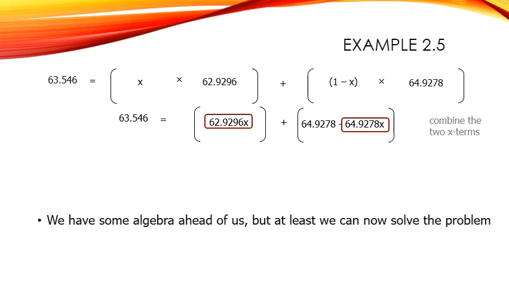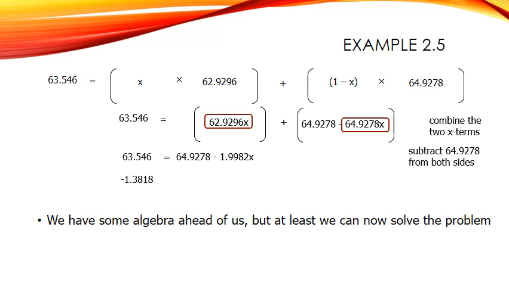Let's combine some terms. Both of those x values we can put together. That gives us 63.546 equals our number without an x, our constant, 64.9278 minus 1.9982x. And once again, check my math on that. Next, let's subtract that 64.9278 from both sides to get our x term on one side of the equation. That gives us a negative 1.3818 equals minus 1.9982x.